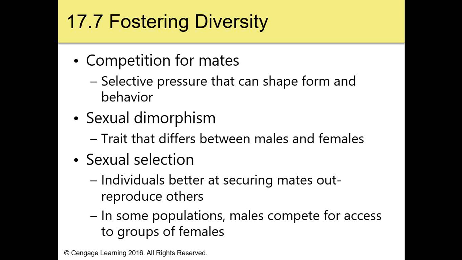So in some populations, you guys are probably more familiar with this than you think. In some populations, males compete for access to groups of females, like bighorn sheep and elephant seals, where the females just kind of hang out, and the males fight with each other until one of them eventually is the winner, and then that male gets to mate with all the females. So again, there's still competition there, and the males are fighting for access to all the females.